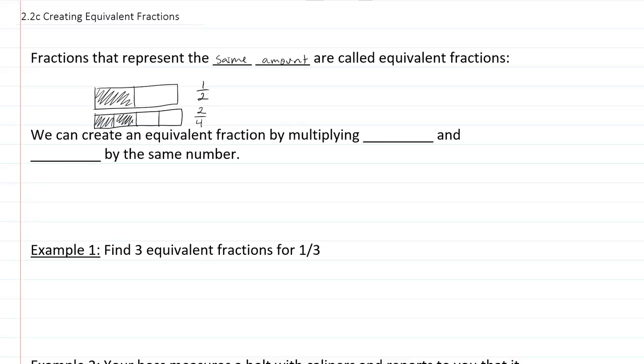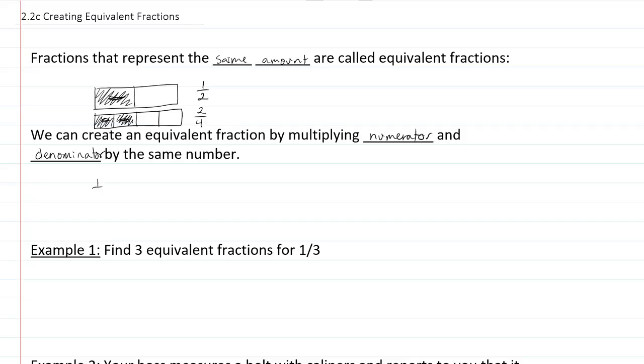And if you notice the side-by-side comparison, they're the exact same amount. 1/2 is actually the same as 2/4. So these are an example of an equivalent fraction. We can create an equivalent fraction by multiplying numerator, top, and denominator, bottom, by the same number.